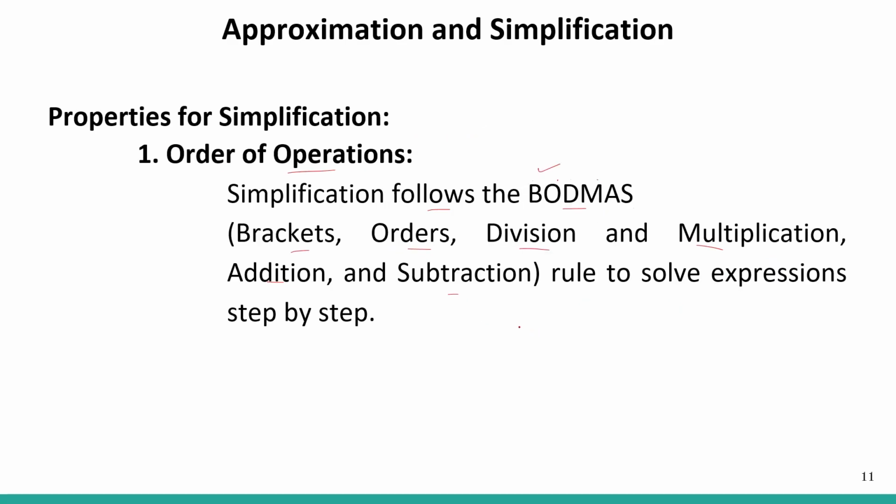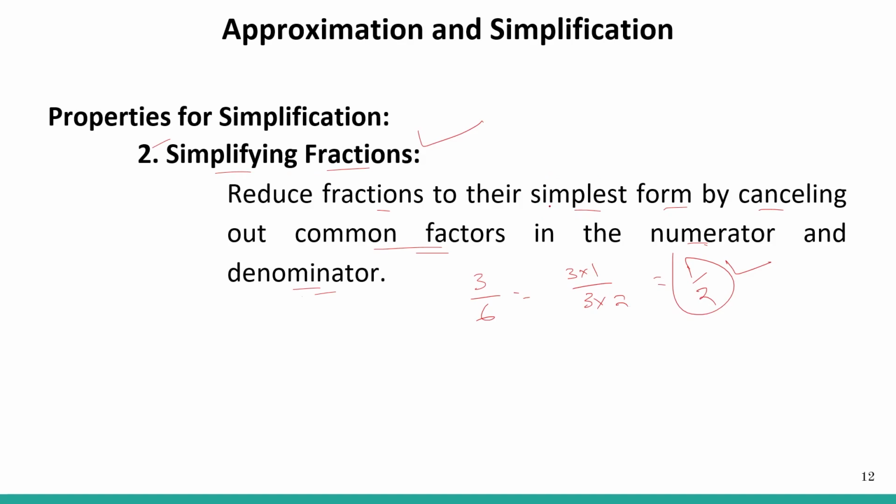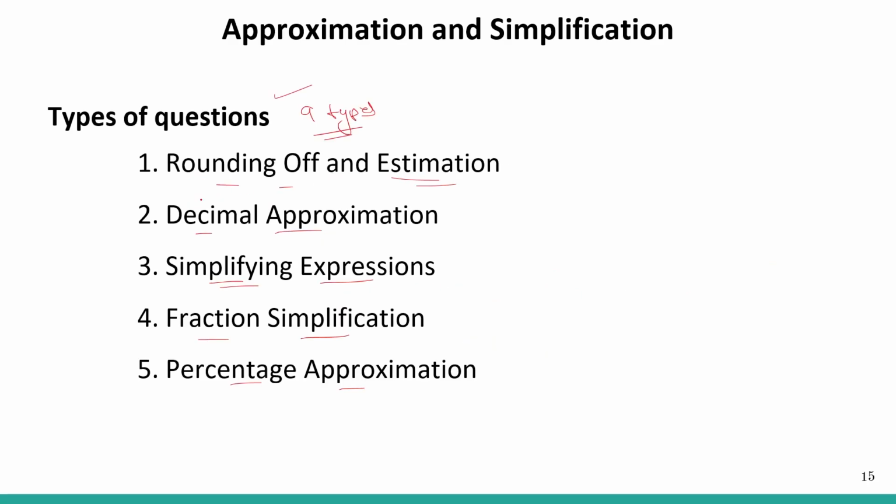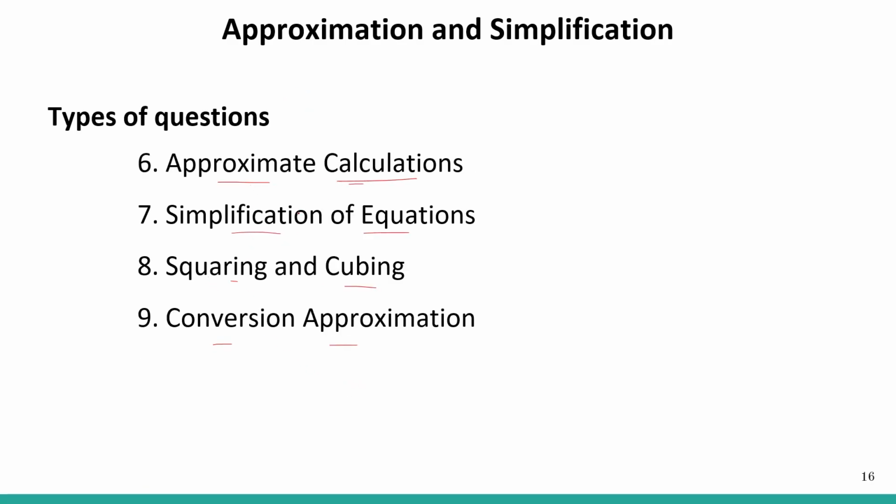We also learned that the order of operations can be done using the BODMAS rule that we already know. In the fourth property, we learned what square and cube of numbers are, and that remembering up to 20 is a very good idea. We also learned all the types of questions: rounding off and estimation, decimal approximation, simplifying expressions, fraction simplification, percentage approximation, approximate calculations, simplification of equations, squaring and cubing, and conversion and approximation.